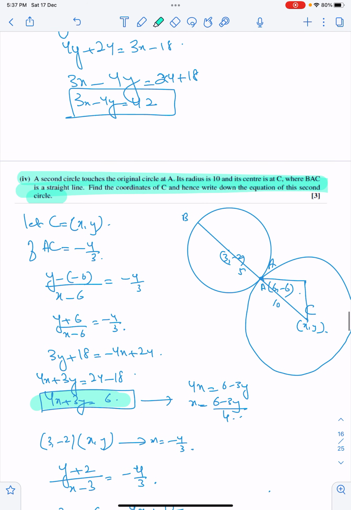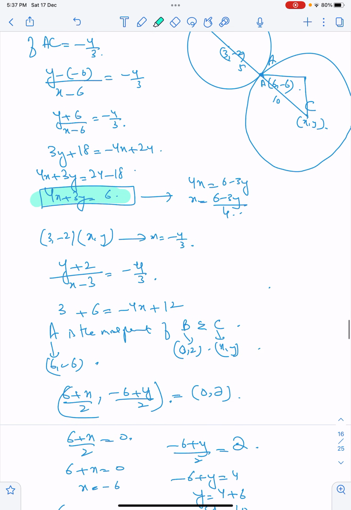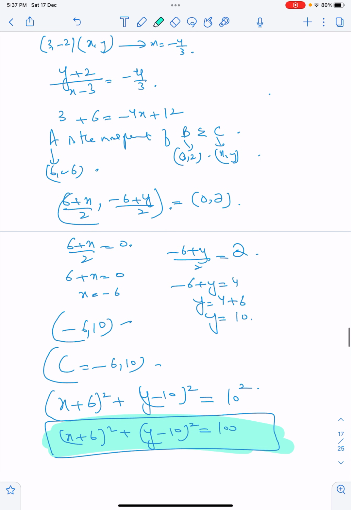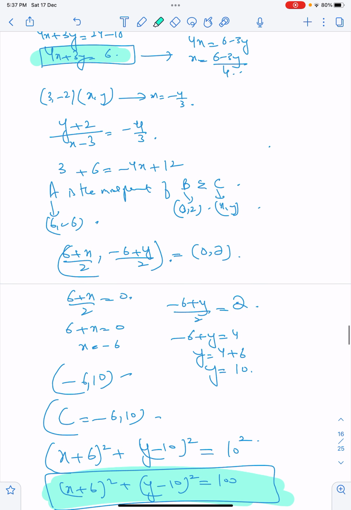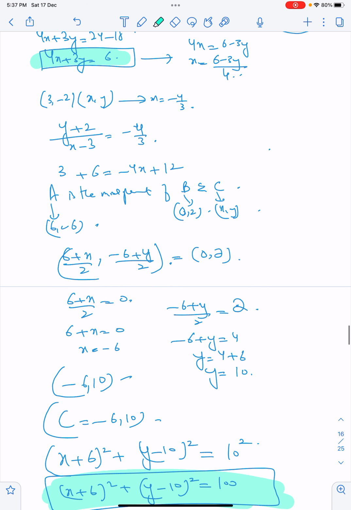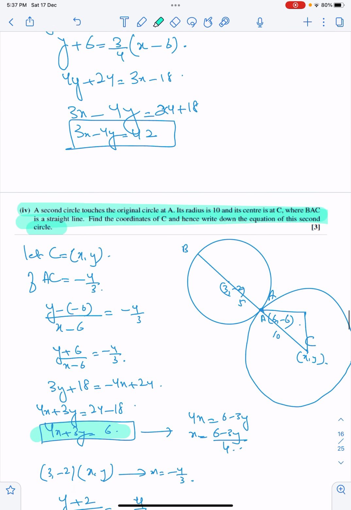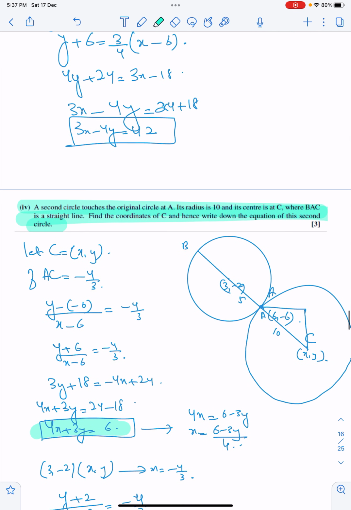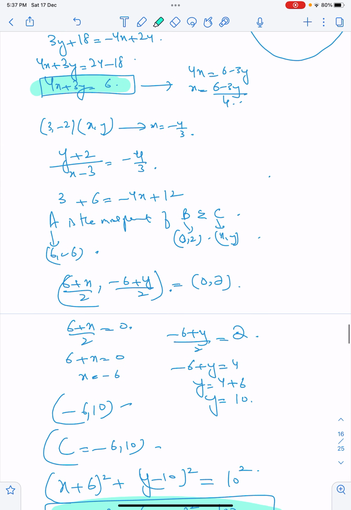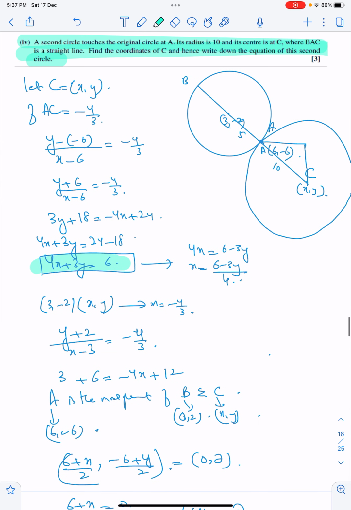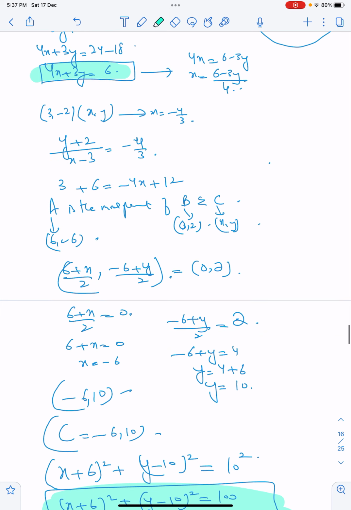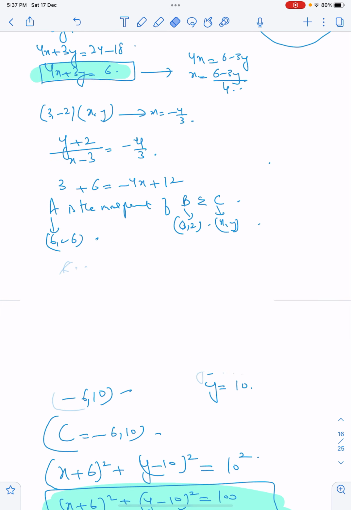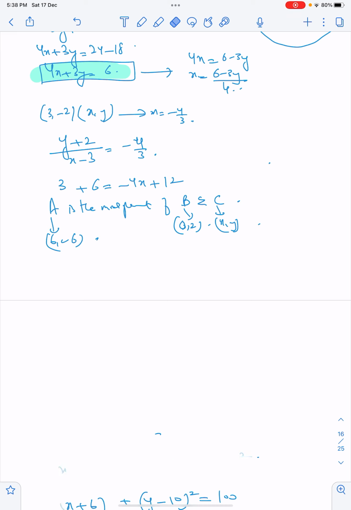Just hold on, I just want to check on one thing. Okay, I made a mistake here. The midpoint is actually A, not B. So I should have written A is the midpoint of B and C. I made a mistake with the calculations here. I didn't apply the formula on the right point. So just let me fix it first.